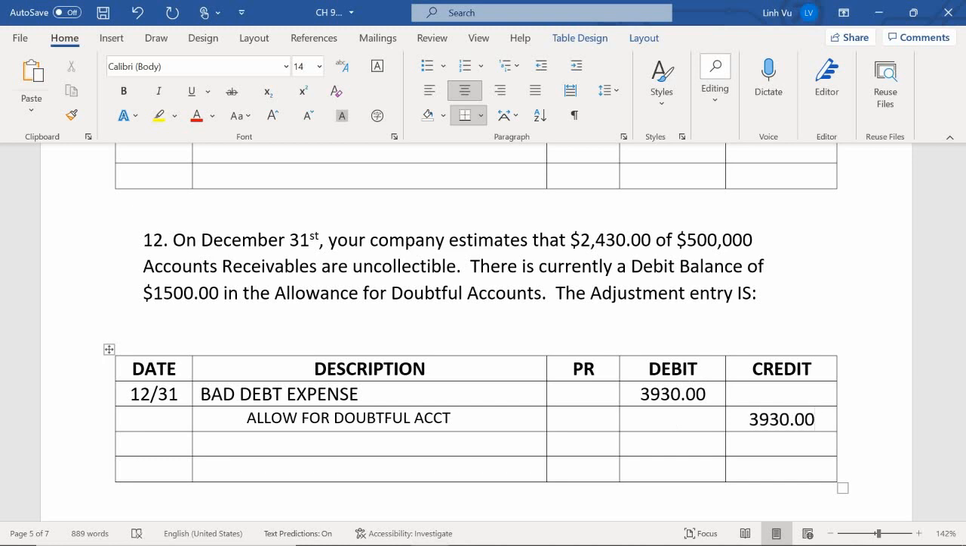Okay. So in this case, right here where it says accounts receivable, that tells us we're going to be using the balance sheet method. Now, like we mentioned earlier, if there's a debit balance, we add. If there's a credit balance, we subtract.